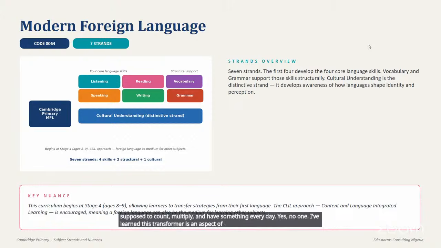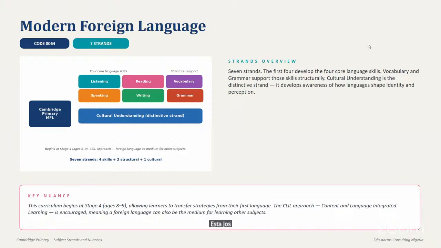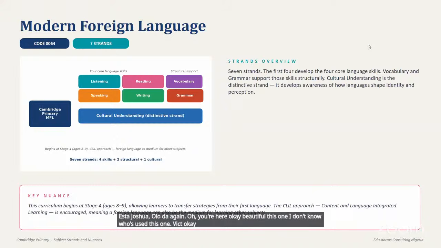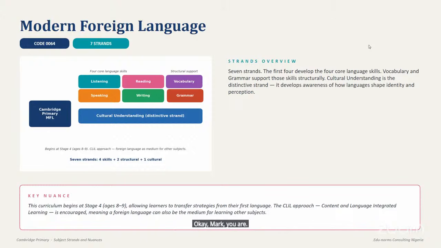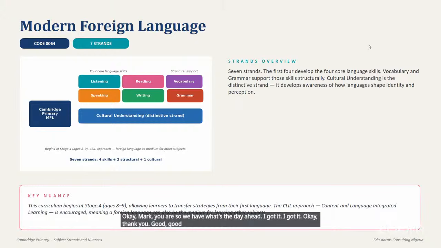Thank you, Victor Odurombi, Esther Joshua, Oluwadayo again. Oh, you're here. Okay, beautiful. Nuruddin. Victor, okay. I got it. Good, good. Thank you very much. What I have is less than 20, and we have about 61 here. Can I have more, please? Thank you. Okay, good.